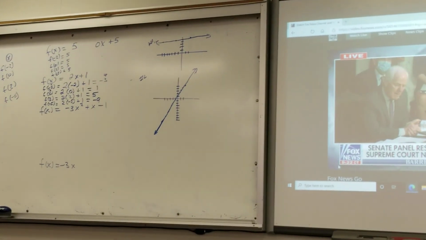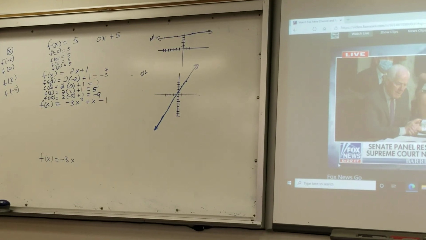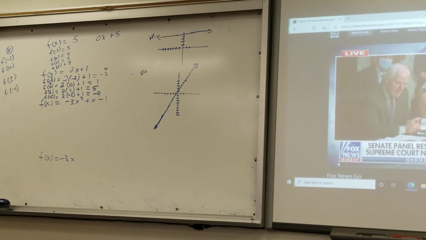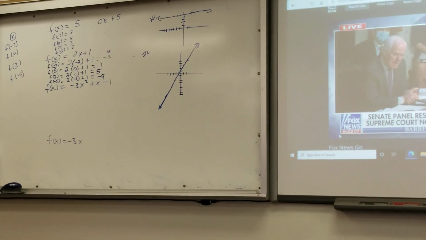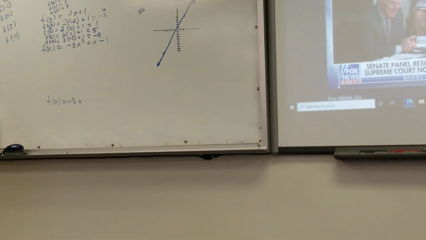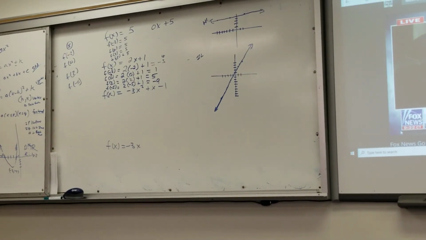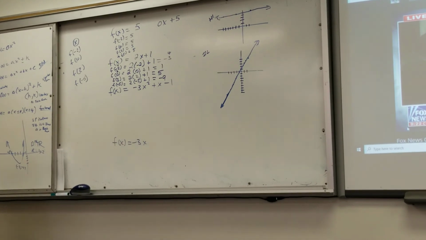I could have plugged in a half. I could have plugged in 3.5. I could have plugged in anything I want, right? But I just chose some. I could have chosen 1 and -1, and those are easy, right? Most of the time you're going to choose an integer. You're not going to choose a fraction or a decimal because those are harder. Choose what's easiest to put in. Okay, so that's that one.